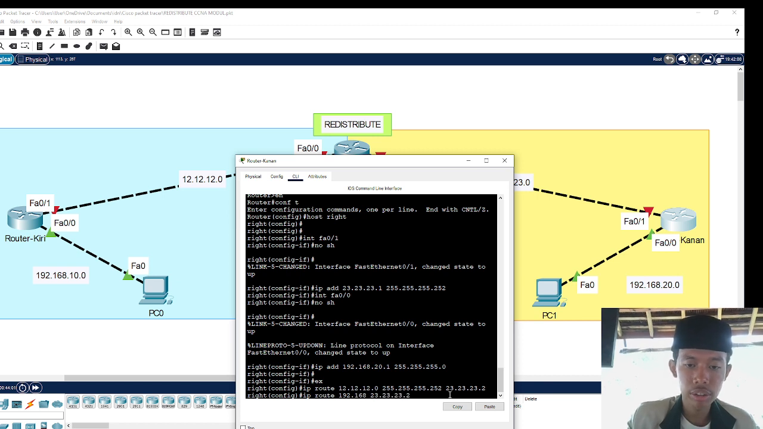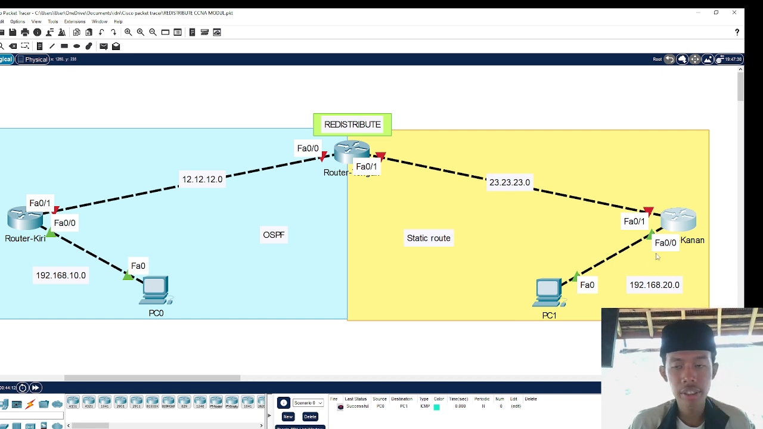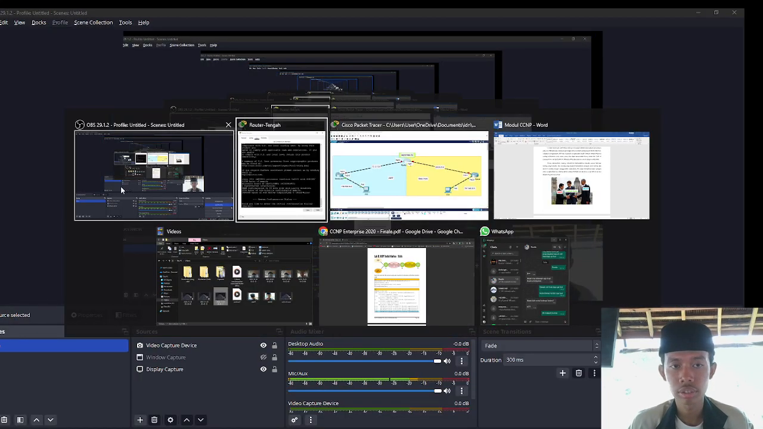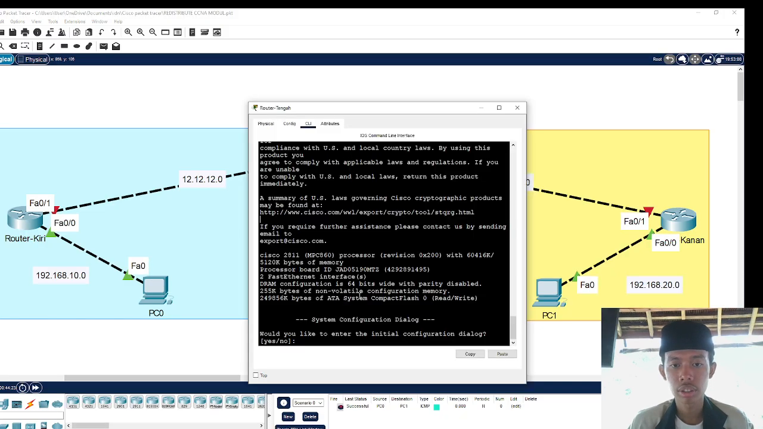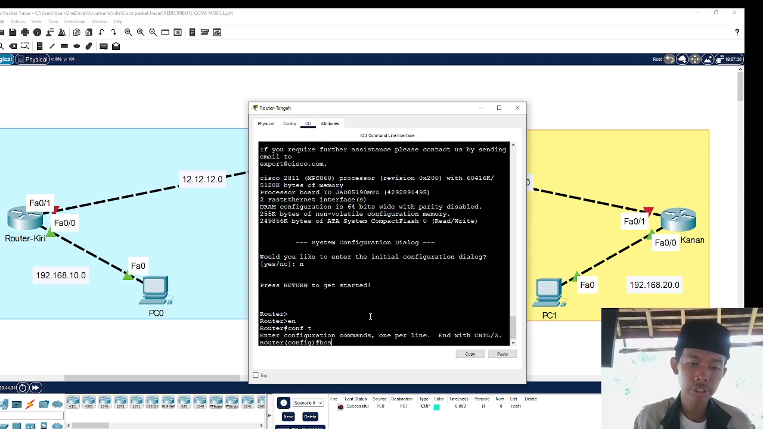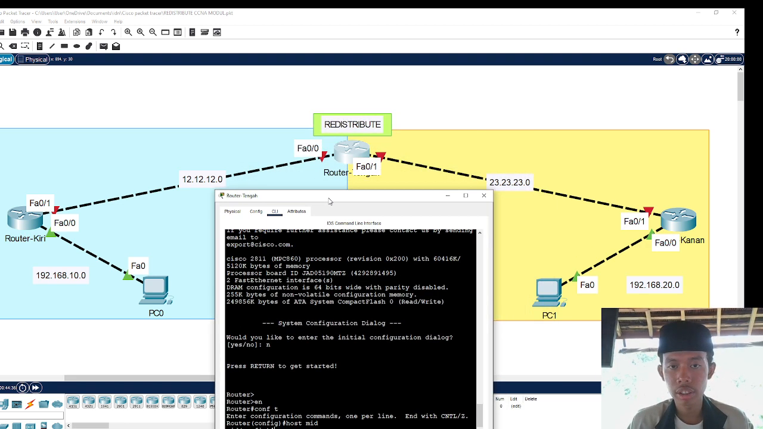And do it again with 192.168.10.0, and done. We are done with the configuration on the right side router, and lastly we will do the middle router. Do a hostname configuration for the mid router, and do some basic addressing.